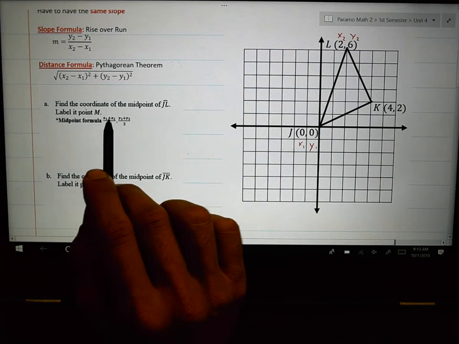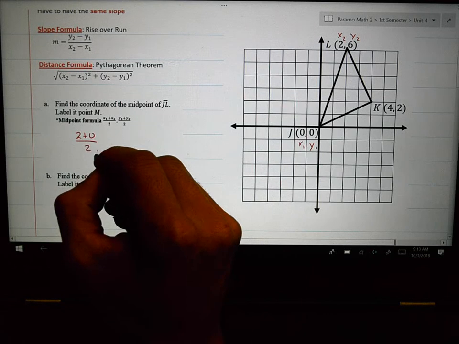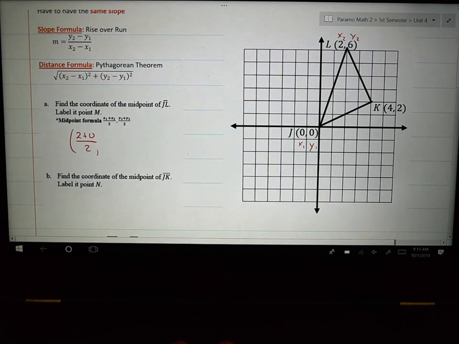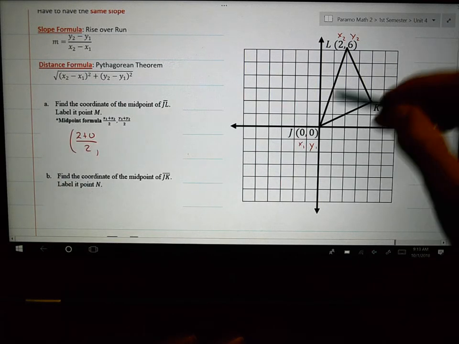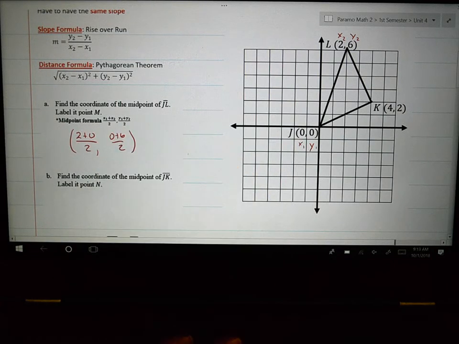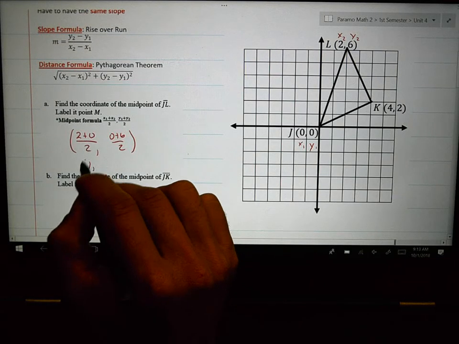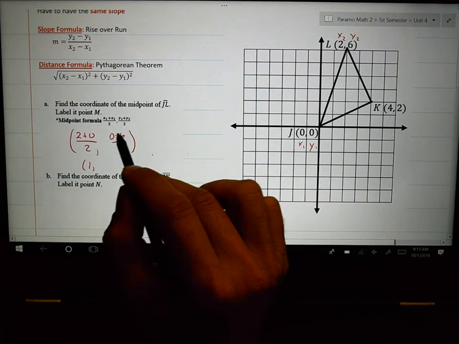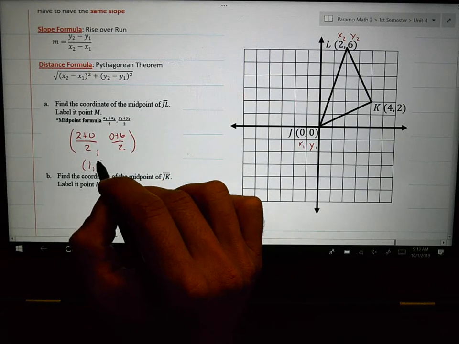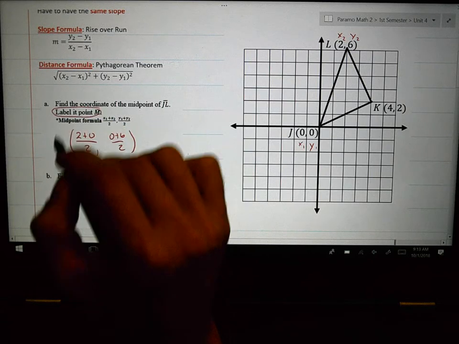All we have to do is add up our x's, 2 plus 0, and divide by 2. That's our average for our x's. We're going to do the same thing for our y's. We go to our 2 y's, the 0 and the 6. We add them up and divide by 2, and then we're going to simplify that. Most of you can do this in your head, but if not, use a calculator. 2 plus 0 is 2, divided by 2 means our average is 1. 6 plus 0 is 6, divided by 2 is 3. Most of you can do that in your head, and this is going to be labeled point M.